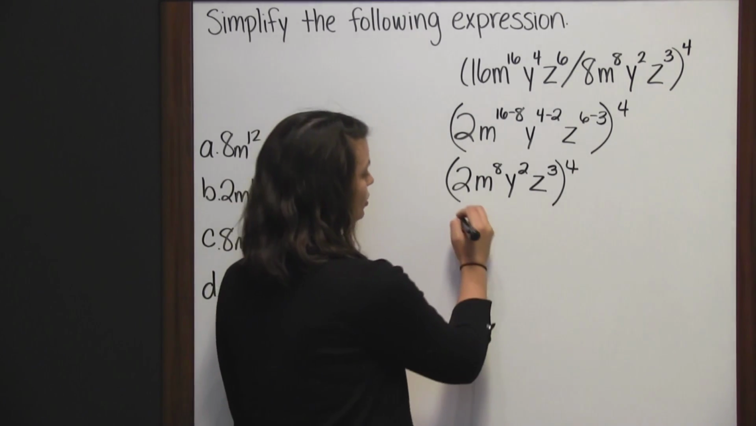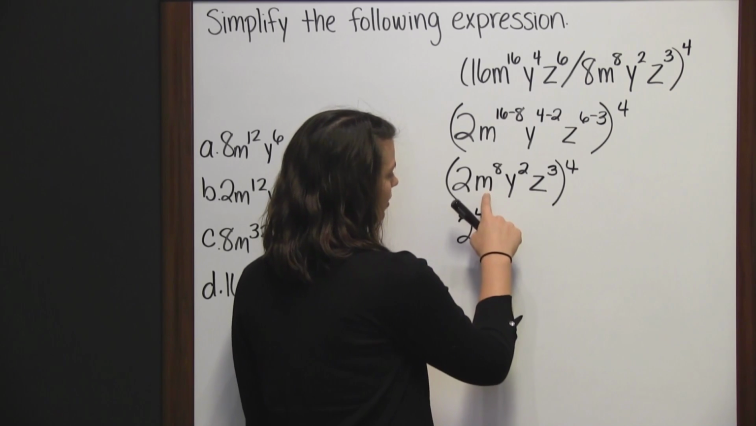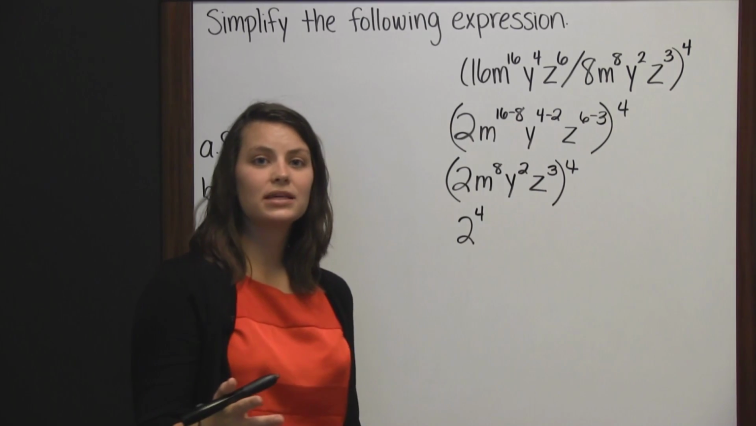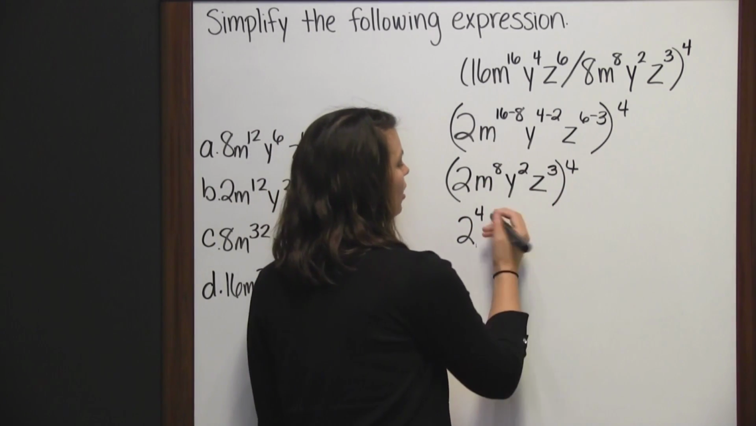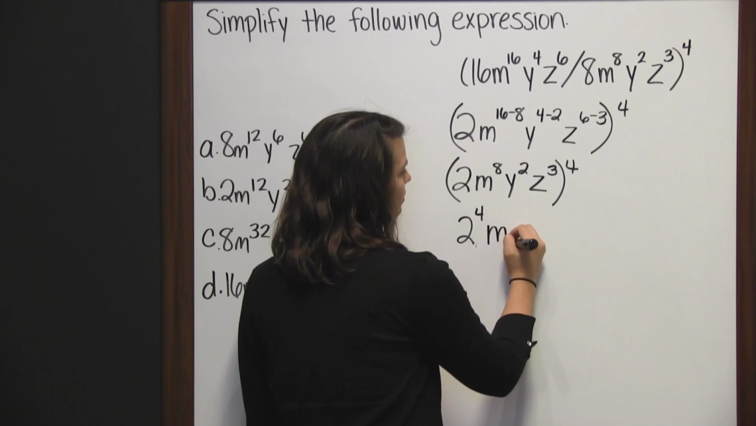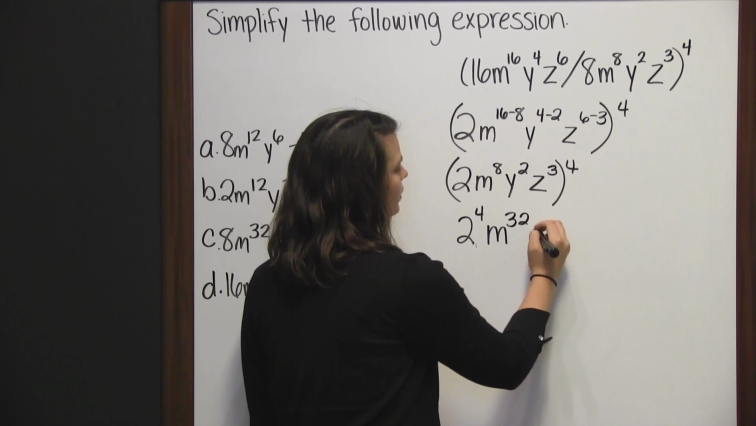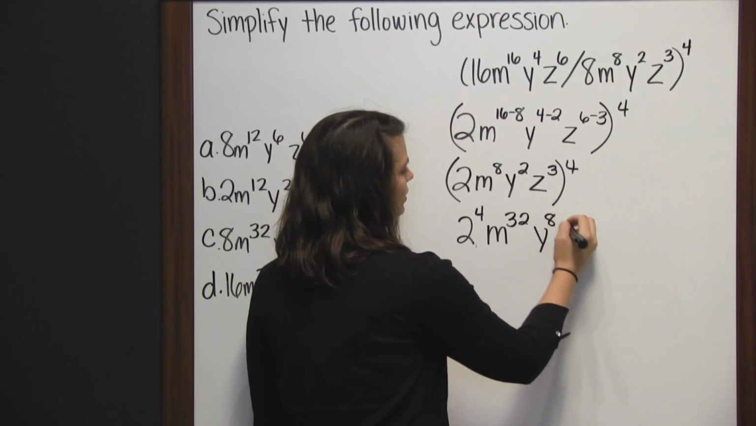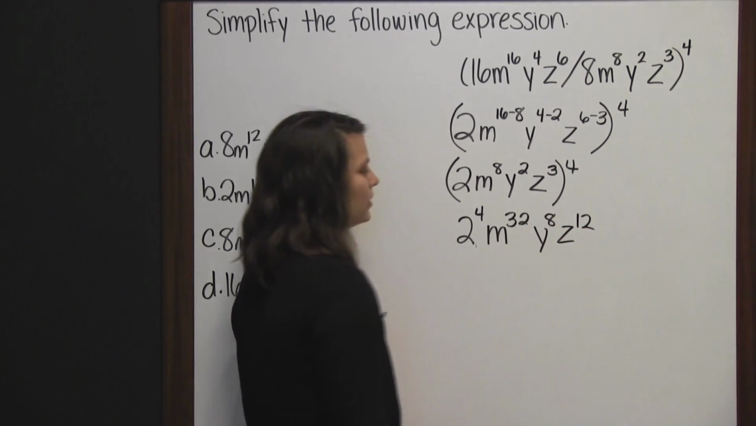So we'll start with 2 to the 4th. Then we have m to the 8th raised to the 4th. We're raising a power to a power, so we must multiply our exponents. So m to the 8 times 4 is 32. Y to the 2 times 4 is 8. And z to the 3 times 4 is 12.